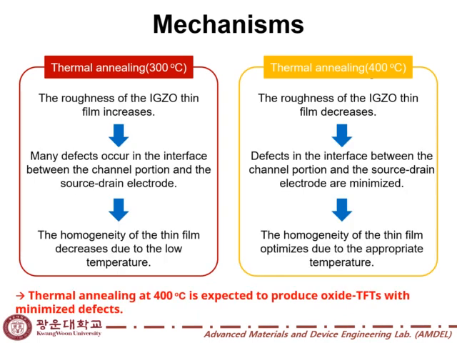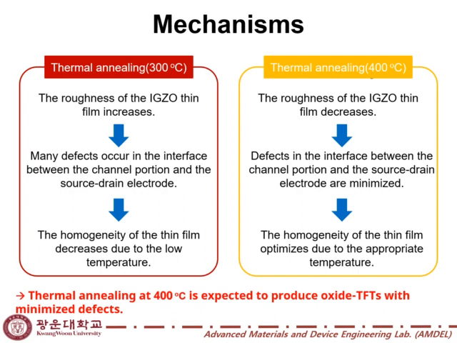Next, I will present the differences according to the annealing temperature. If the annealing temperature is 300 Celsius degrees, the roughness of the IGGO thin film increases, resulting in many defects in the interface between the channel and the source drain electrode. Therefore, the homogeneity of the thin film is reduced.